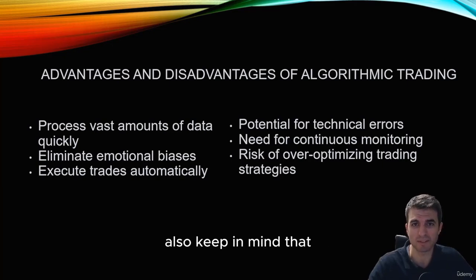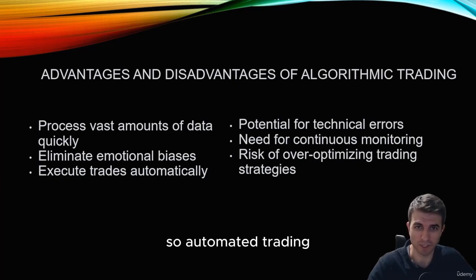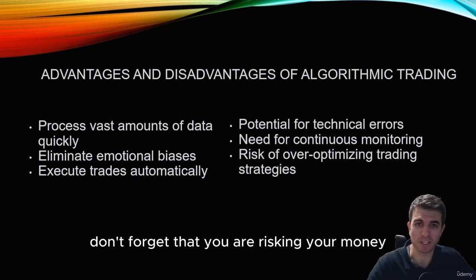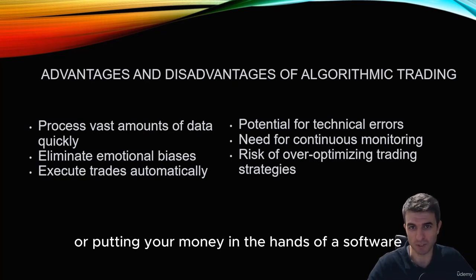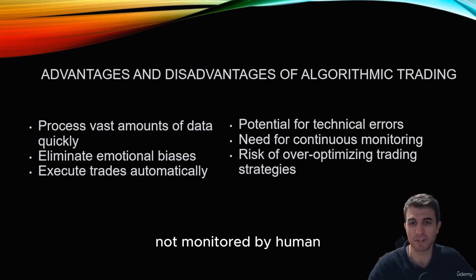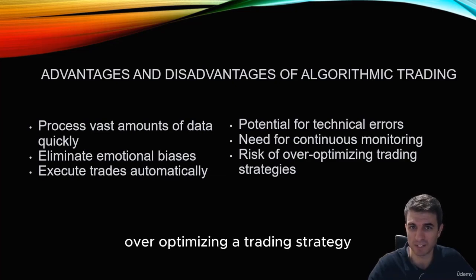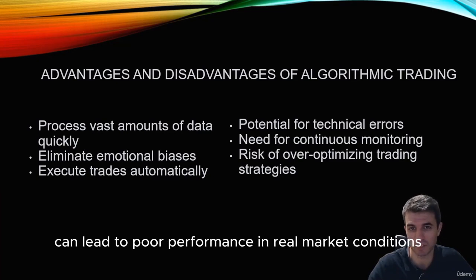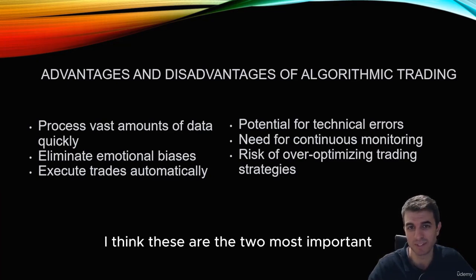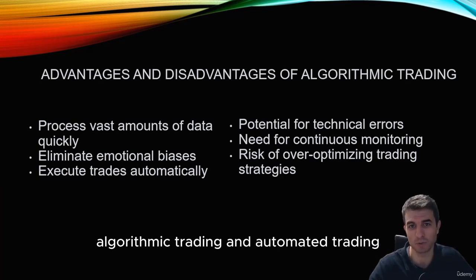Also keep in mind that if you are using algorithmic trading in a fully automated system, so automated trading, don't forget that you are putting your money in the hands of a software. So any technical error in an algorithmic trading system can lead to significant losses if not monitored by a human and addressed promptly. Additionally, over-optimizing a trading strategy can lead to poor performance in real market conditions. I think these are the two most important disadvantages to keep in mind when we are using algorithmic trading and automated trading.